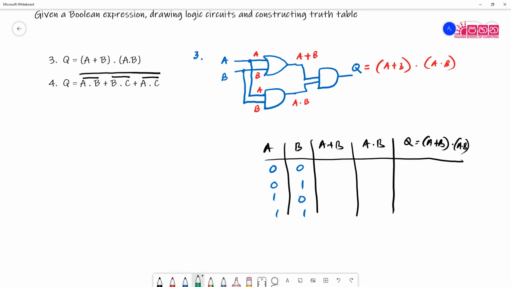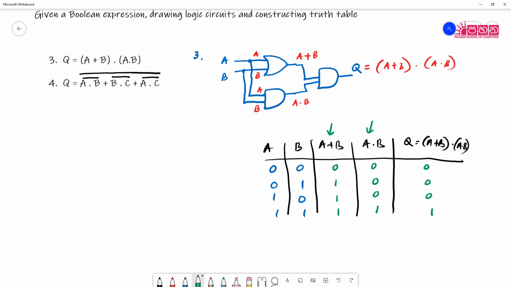So let's start. First of all, it's an OR gate, which means Boolean addition. So this will be 0 plus 0 is 0, 0 plus 1 is 1, 1 plus 0 is 1, 1 plus 1 is 1. Then Boolean multiplication, A dot B. So 0 and 0 is 0, 0 and 1 is again 0, 1 and 0 is 0, 1 and 1 will be 1. The next one, you take these two columns and multiply them to get the final answer Q. So this is again 0, 0, 0, and 1.